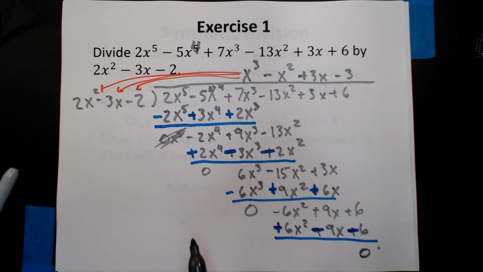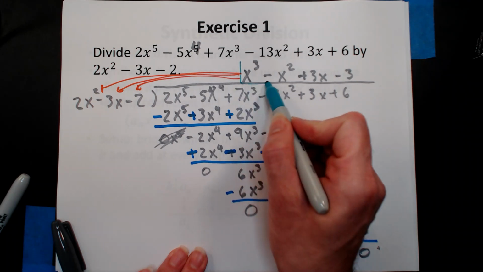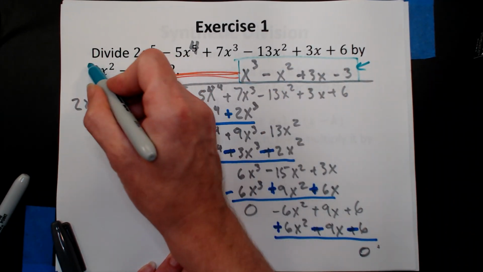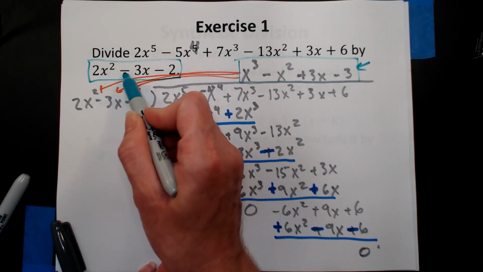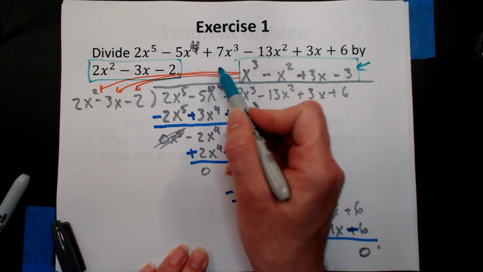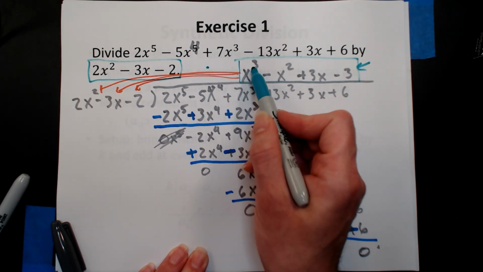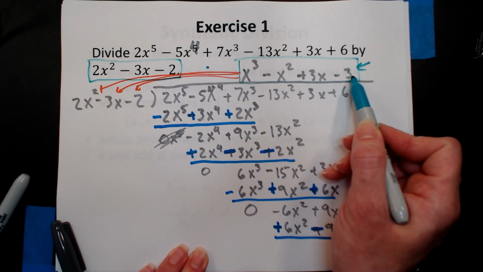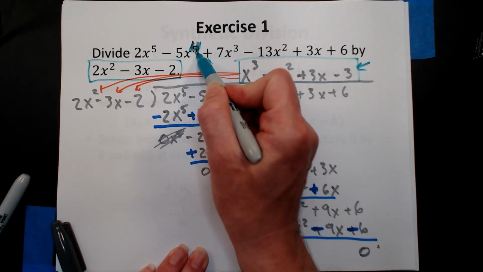So it turns out that when I divide these two polynomials out, my answer becomes this polynomial right here. So if I take these two polynomials, 2x squared minus 3x minus 2 and multiply that by x to the third minus x squared plus 3x minus 3, multiply those two together, I'll get the polynomial up here. Once again, this is to the fourth power.